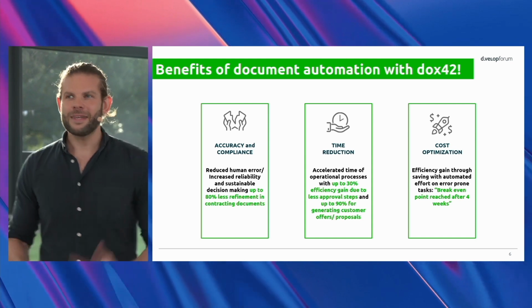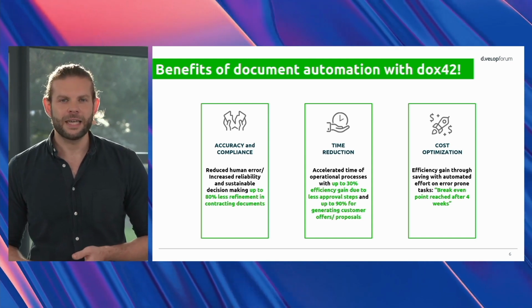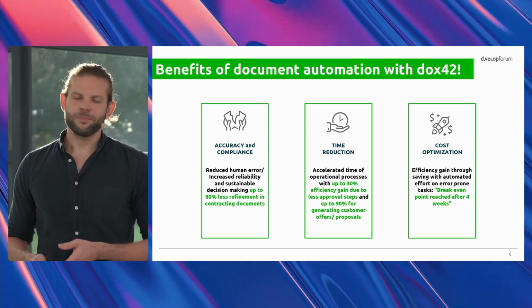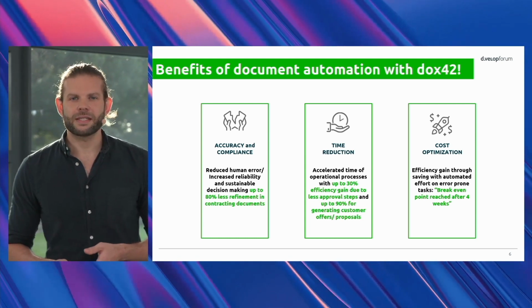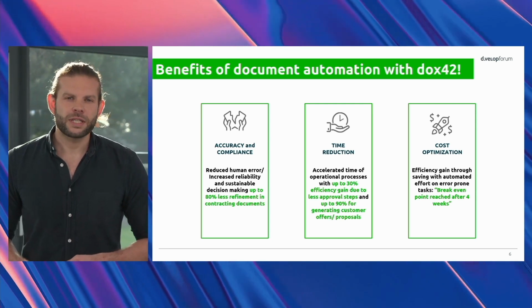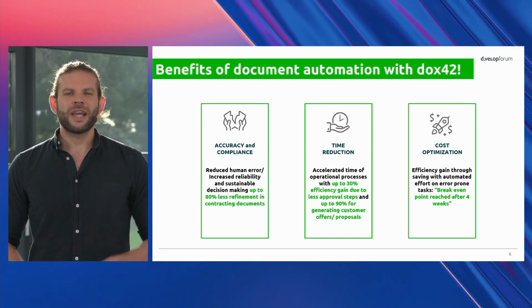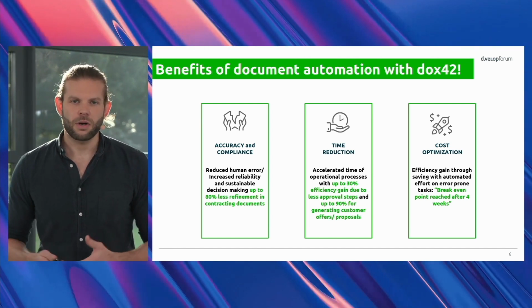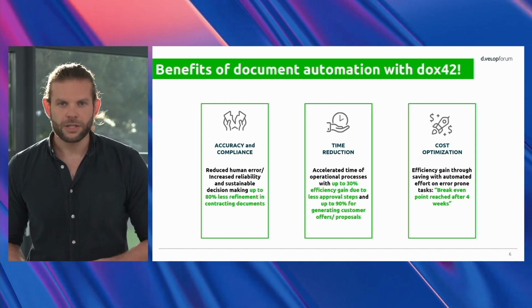If you save time, you have cost optimization at the end. And I just have one quote from one of our reference customers, Elena Schneider from Transcomer. She said break-even point was reached after 4 weeks. So there is a huge potential of efficiency gain and also of cost optimization by automation.